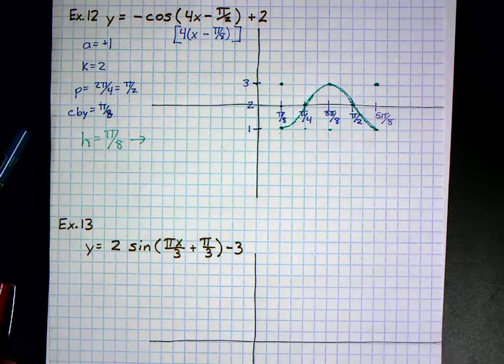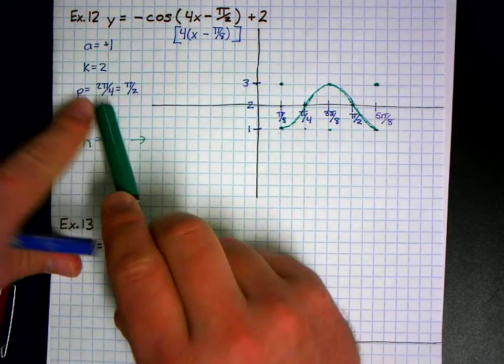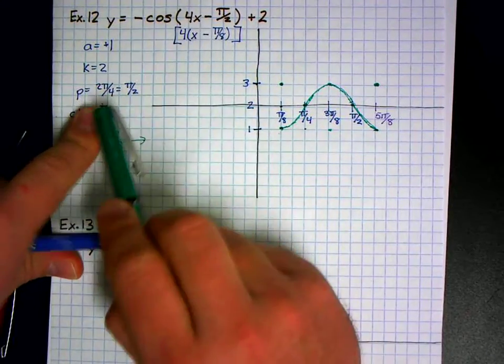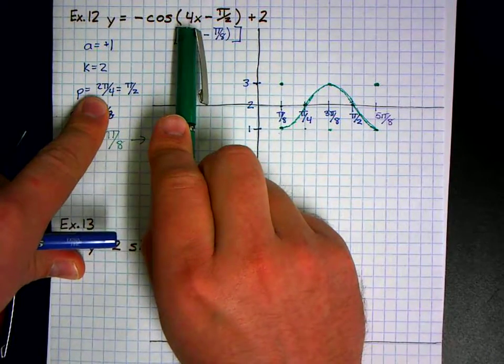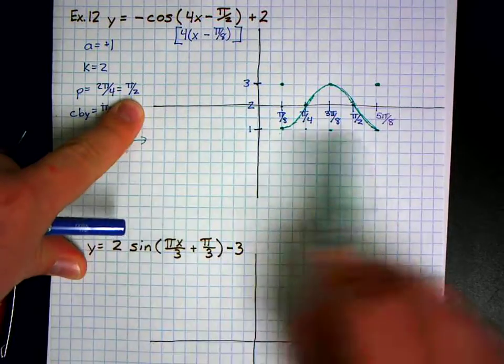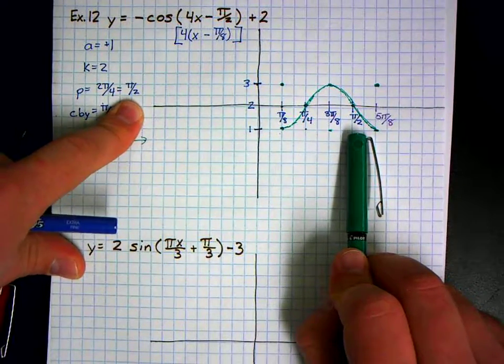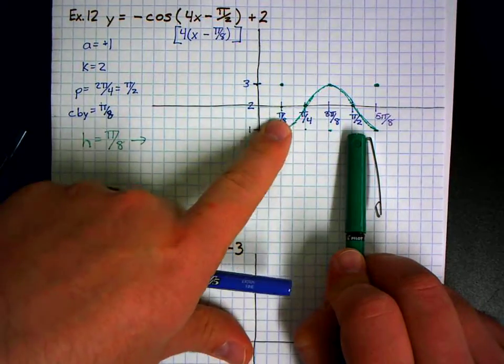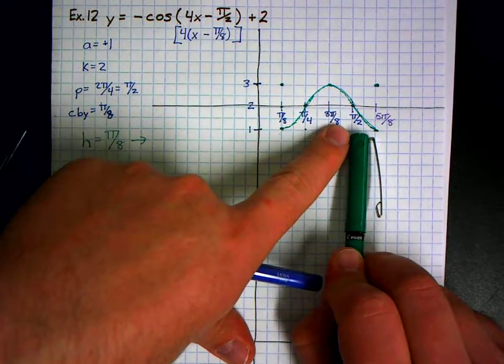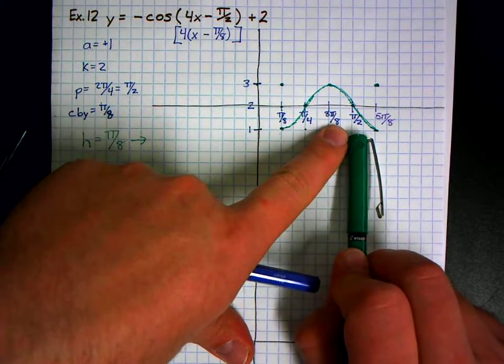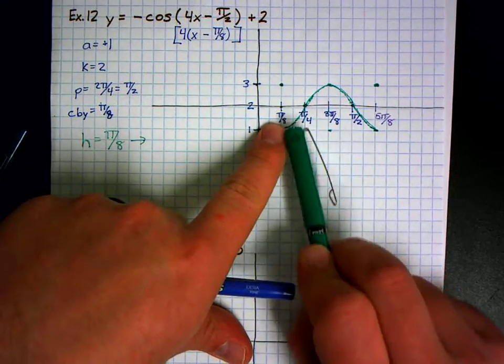Okay, one more. Let's try one more. Which numbers? Okay, so we take our period. Our period is 2 pi divided by the number in front of the x. That gives us the largest number. Now, we have it split into 4, so we have to figure out what we count by. So we take this number divided by 4. That's what we count by.